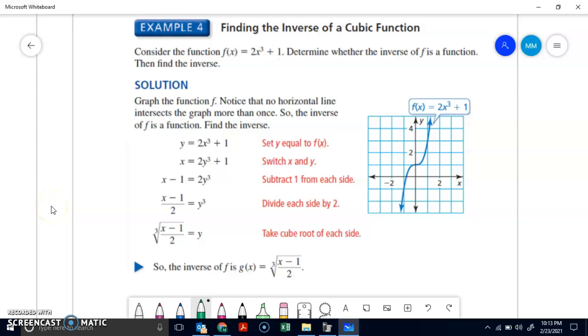And then here's another example, and this is just like the ones we did yesterday. If I solve this, when I switch x and y, and then I solve for y, I get this. So here's the original function, 2 times x to the third plus 1. Does this pass the horizontal line test? Absolutely. Anywhere you draw a line, it's only going to hit once. So that means the inverse is a function, and this is the inverse function down here.